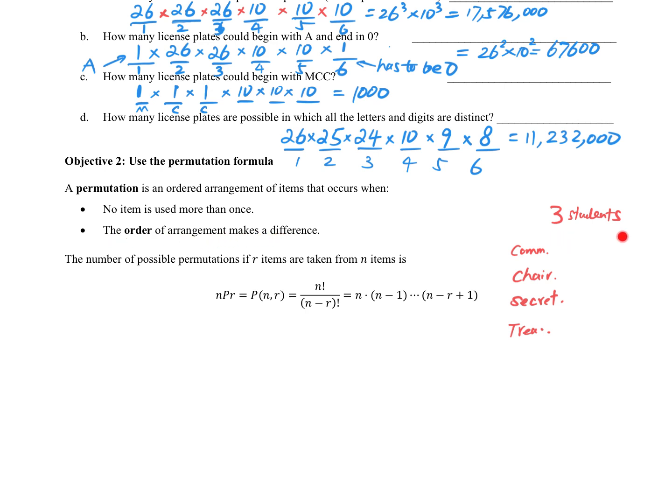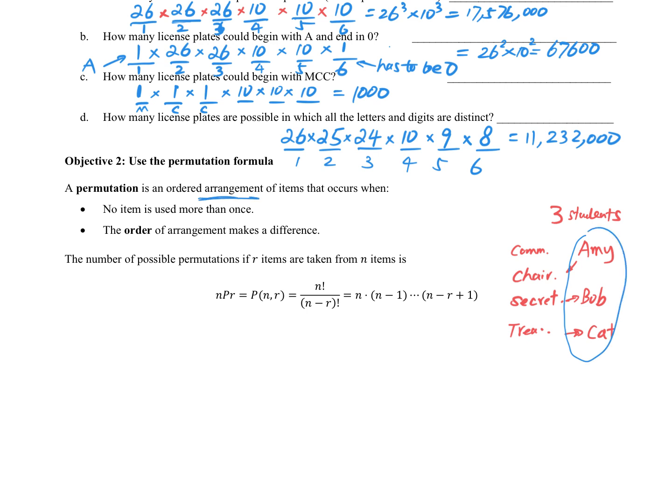For instance, here's one example of a permutation. Suppose we have 3 students to form a committee, and the committee has a chair, secretary, and treasurer. Say Amy is chair, Bob is the secretary, and Cat is the treasurer. Now this is one permutation. What is the permutation?